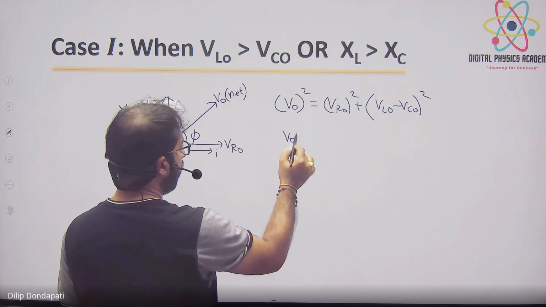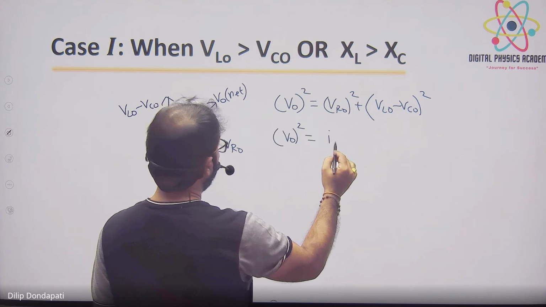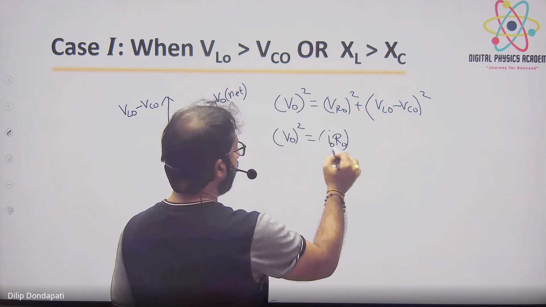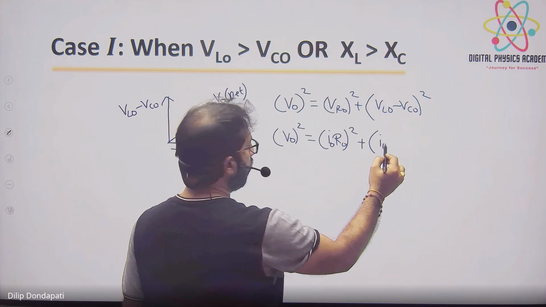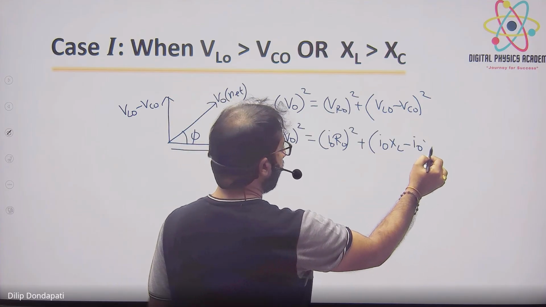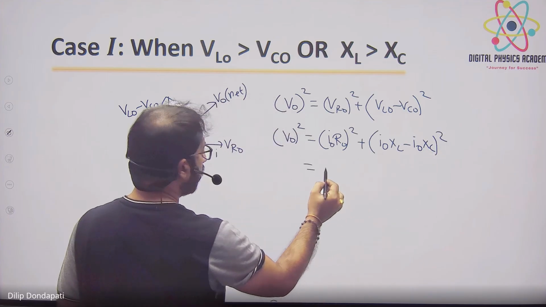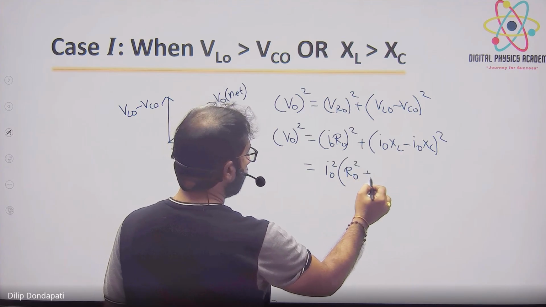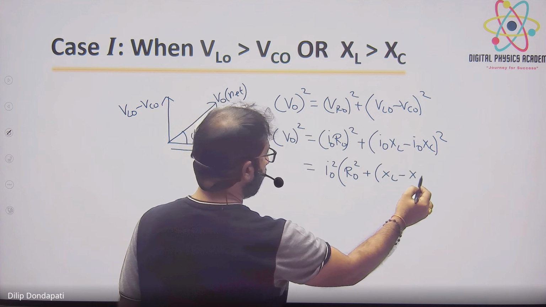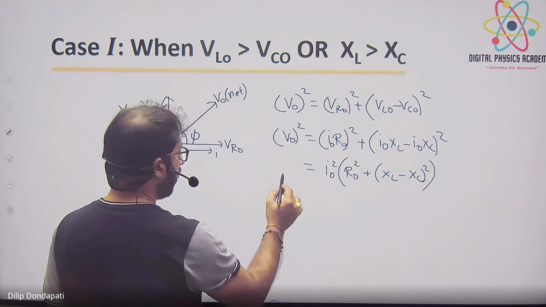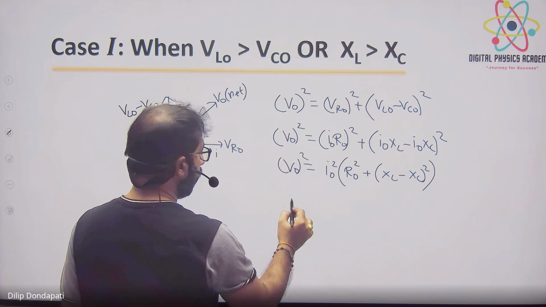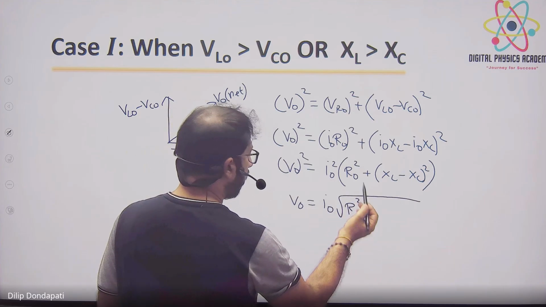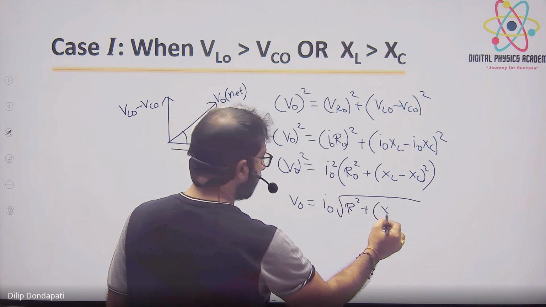So V naught square is equal to I naught into R naught whole square plus I naught into XL minus I naught into XC whole square. Taking I naught square common, R naught square plus XL minus XC whole square. If I take the root, V naught is equal to I naught into under root R square plus XL minus XC whole square.